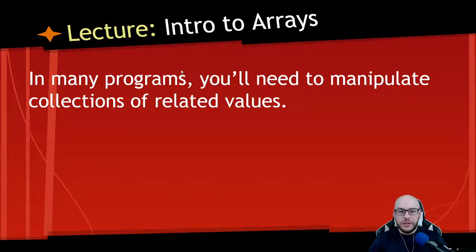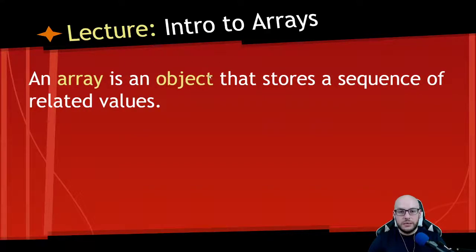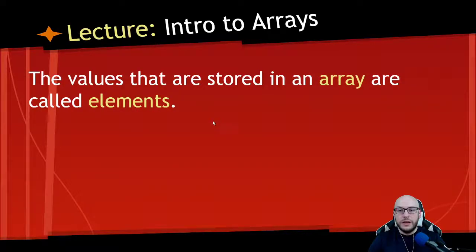In many programs, you'll need to manipulate collections of related values. An array is an object, all right? So this is not going to be one of those 8 primitive data types. An array is in fact an object that stores a sequence of related values. The values stored in an array are called elements. The individual values that are in the array itself, we call those elements.